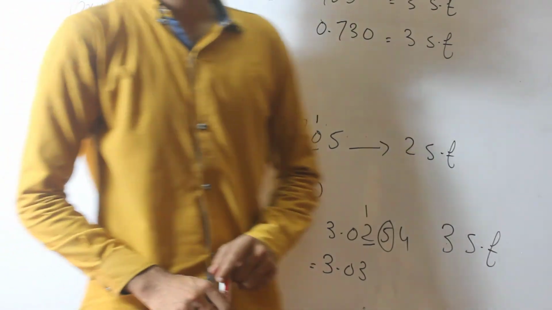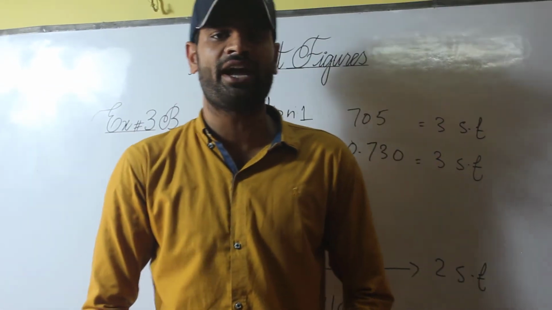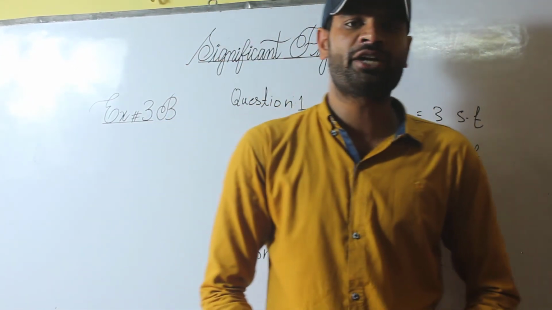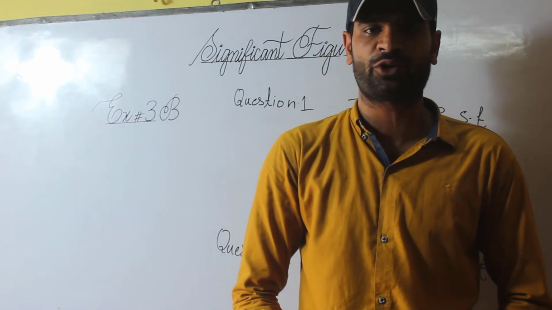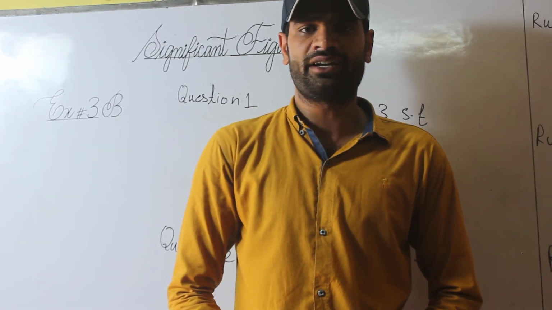In question number 2, parts 1 and 2, we just find how many significant figures a number has and convert into 2 or 3 significant figures. Your assignment: you must practice these 2 questions, question number 1 and question number 2 of exercise 3B, 5 times. And this is the end of today's class.